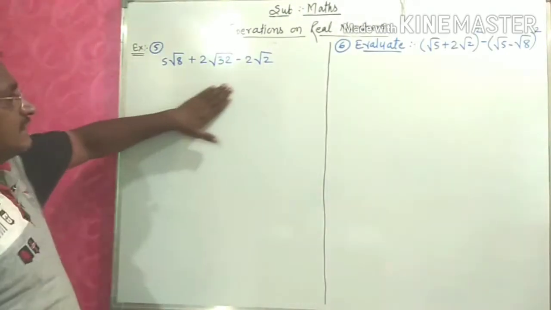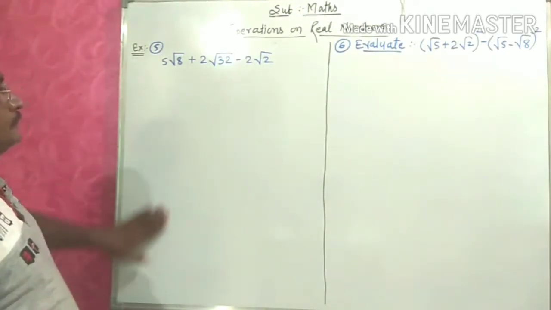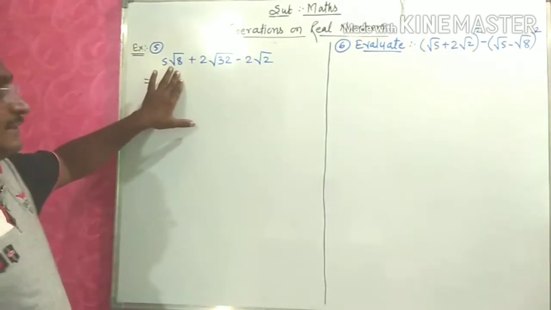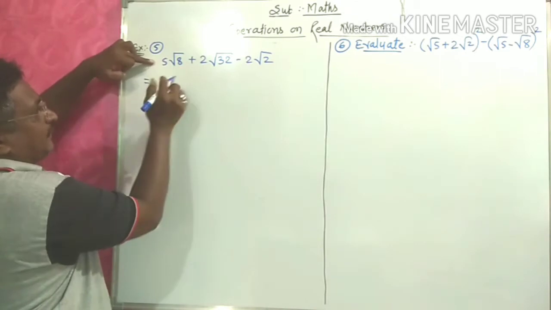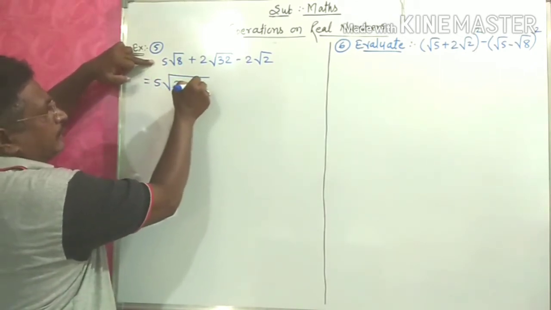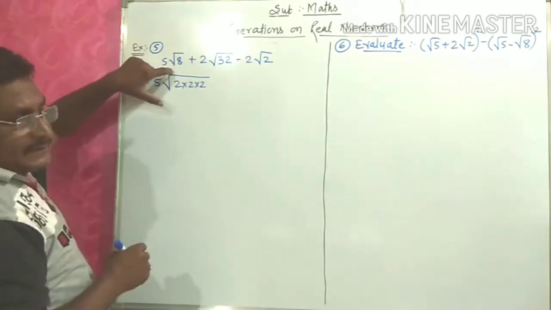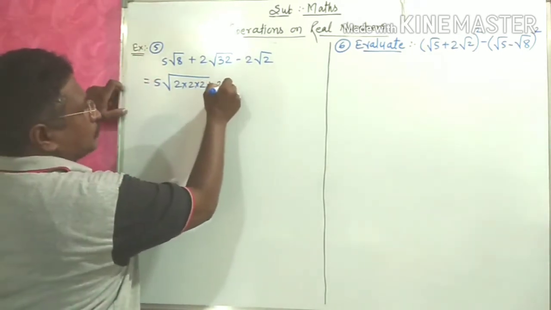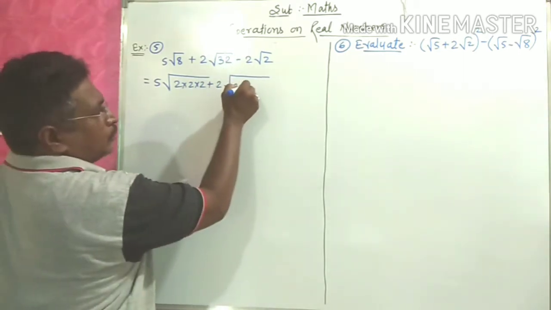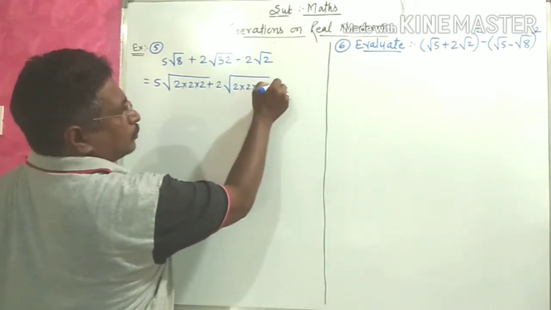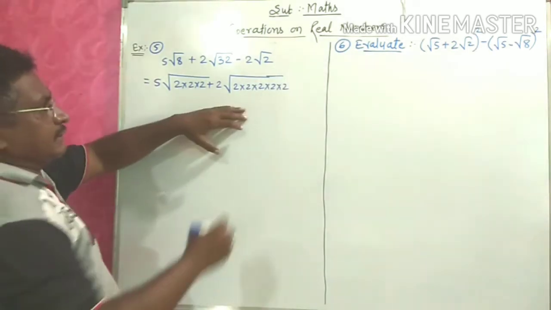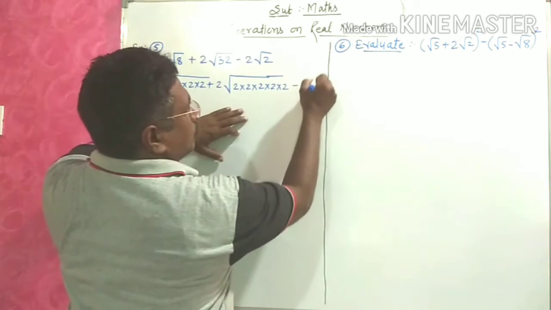Now this example, how to solve? First here we have to simplify this, meaning we have to find the factors. Factors of 8 are 2 into 2 into 2, plus 2 into factors of 32, 2 into 2 into 2 into 2 into 2, check it, minus 2 root.